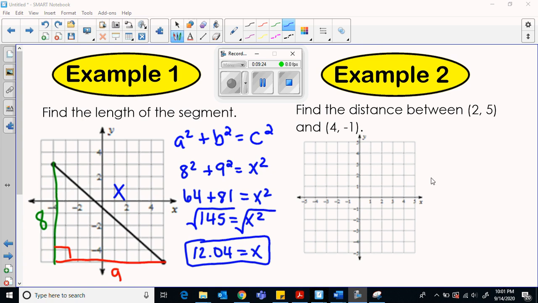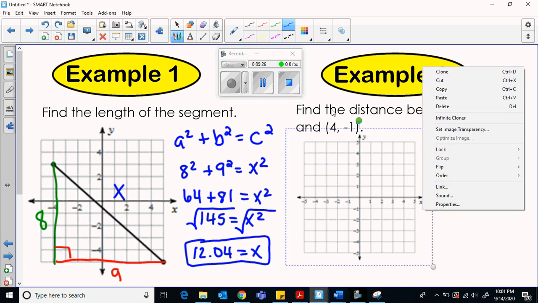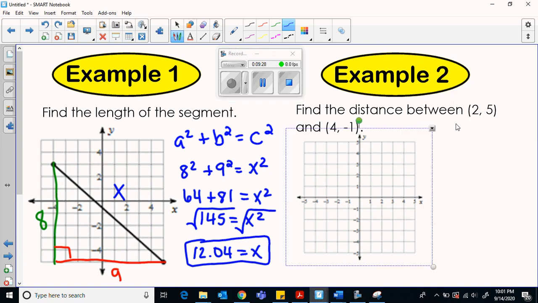All right, example 2, we want to find the distance between these 2 points, (2, 5) and (4, -1). So if we look, these points are not on the graph, but that's okay. We're just going to go ahead and graph it. So remember, we're going to plot the point (2, 5), which should be right here. And then we're going to plot the point (4, -1). So right here. And then we're going to draw a line to connect.